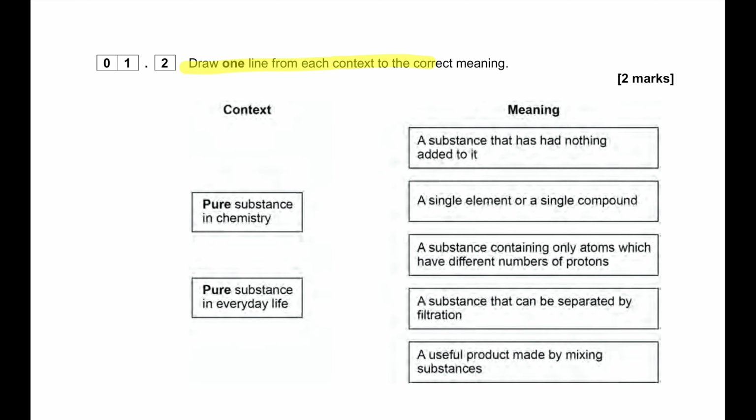Draw one line from each context to the correct meaning. Pure substance in chemistry. A pure substance in everyday life is a substance that had nothing added to it. Well, a substance can already be a mixture of many different substances. That can still be pure. For example, baby food or milk. If nothing is added to it, like water or any other additive like milk powder, then it's a pure substance in day-to-day life. But in chemistry, a pure substance must contain a single element or a single compound. Pure substance in everyday life is, for example, a substance that had nothing added to it.